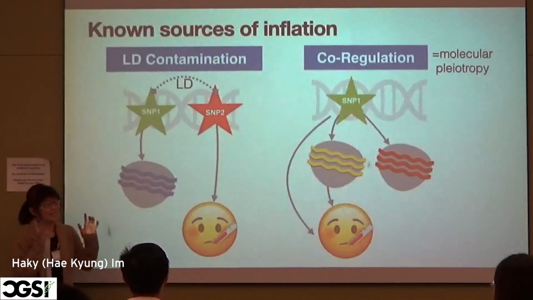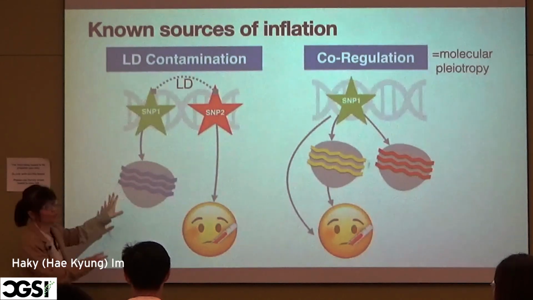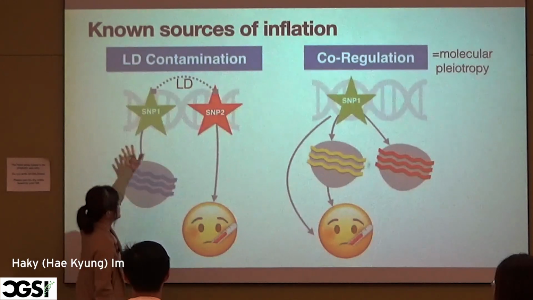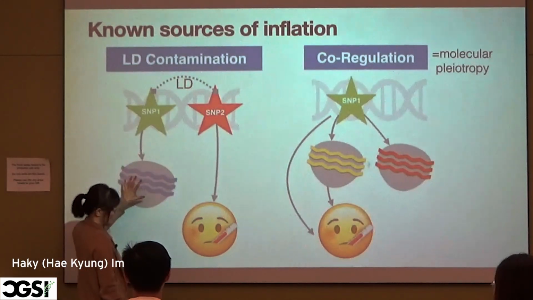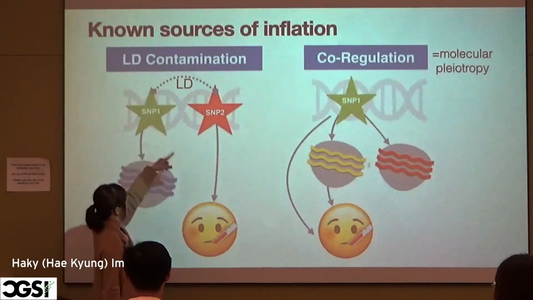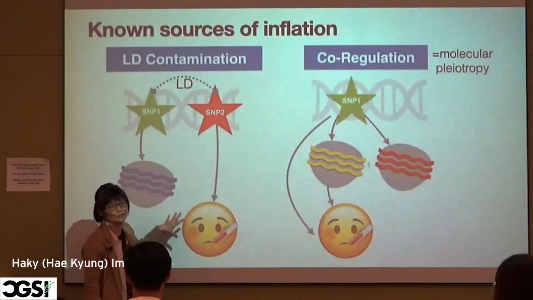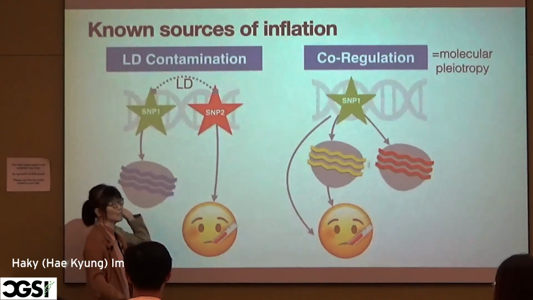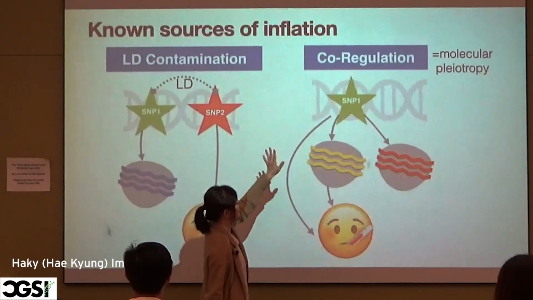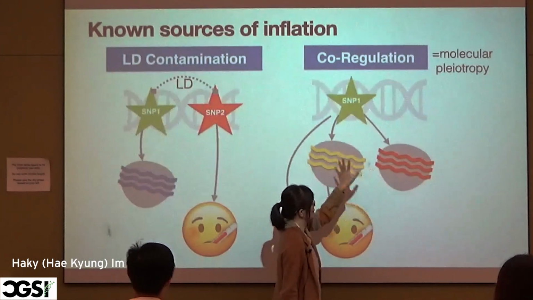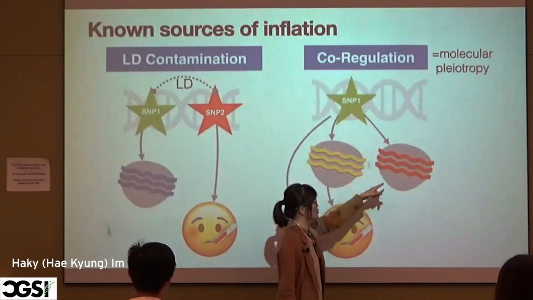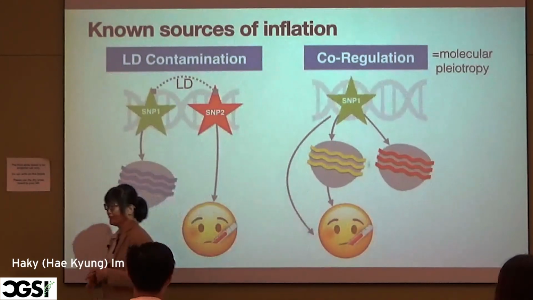Okay, so there are known sources of inflation, but this is not referring to those. If you have two SNPs, one affecting the expression level of the gene and the other the causal SNP for the disease, then if they are in LD, TWAS will give you an association, right? That's LD contamination or LD confounding, depending on who your PI is. The other thing is that if a SNP affects expression levels of two genes, but only one of them is causal for the disease, then you will still find this, right? These are confounders that we know exist.